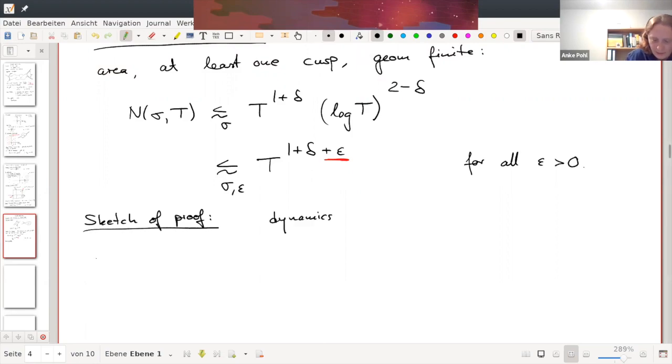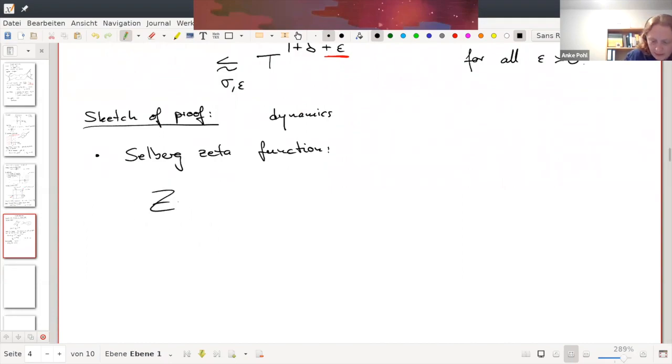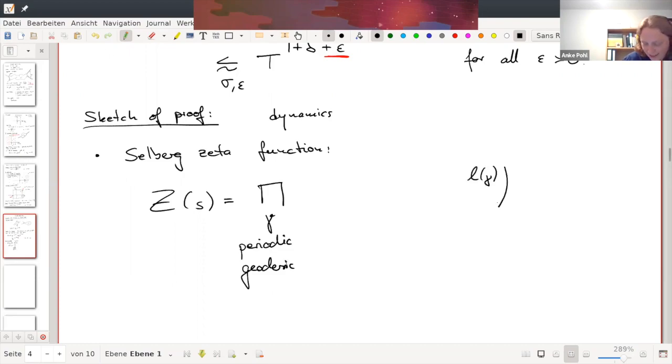look at the Selberg zeta function. It is this function here. Let me first write it down and then explain what this is about. So there is an infinite product over all the periodic geodesics on our surface. So periodic means closed, so they close up. So they have a length. Length is called lambda. It's an L.